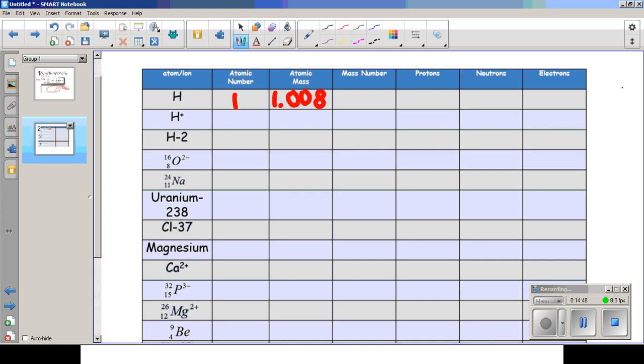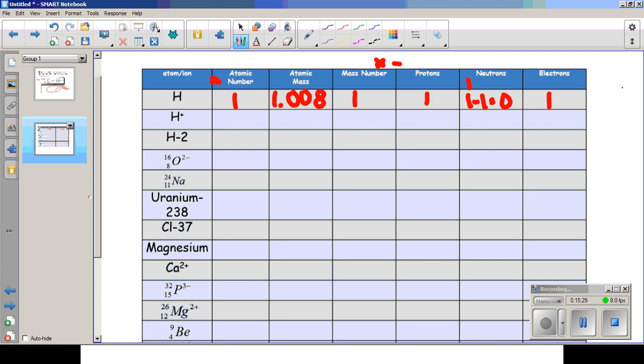Now the mass number is just the atomic mass rounded to a whole number. So the mass number for hydrogen atom is 1. We know that protons are equal to the atomic number, right? So the number of protons is 1. Neutrons are mass number minus the atomic number. So 1 minus 1 is 0. And electrons, because this is an atom, and we know that because there's no charge written out to the right, protons equal electrons, so there's 1 electron.